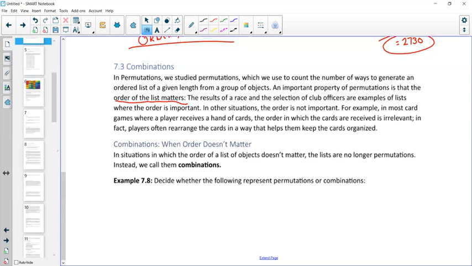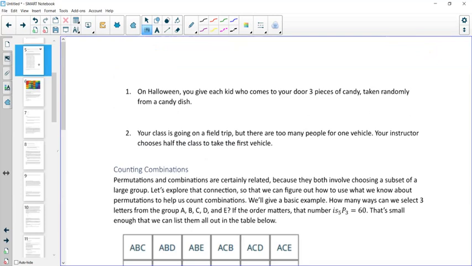So let's decide whether the following represent permutations or combinations. On Halloween, you give each kid who comes to your door 3 pieces of candy taken randomly from a dish. So this would be a combination. Well, would it? Yeah, the order doesn't matter. They're still getting the same 3 pieces. Your class is going on a field trip, but there are too many people for one vehicle. Your instructor chooses half the class to take the first vehicle. Does it matter the order he picked those students? No. So again, this is a combination.